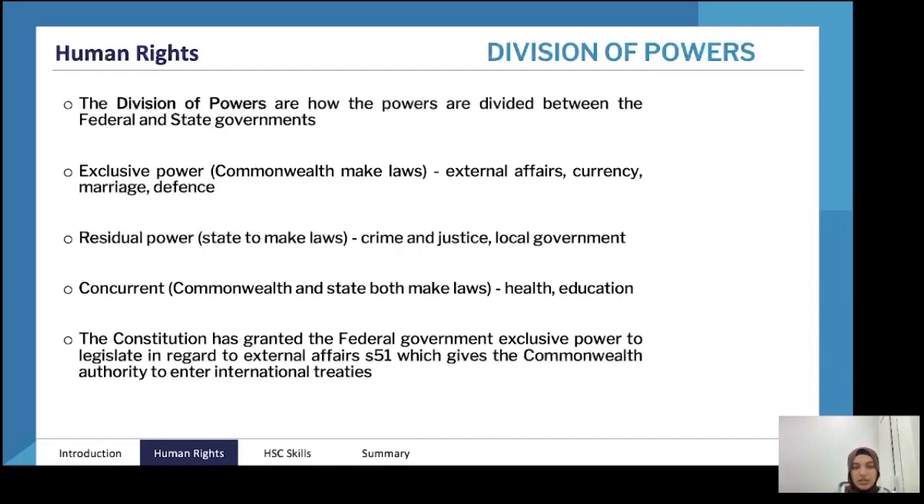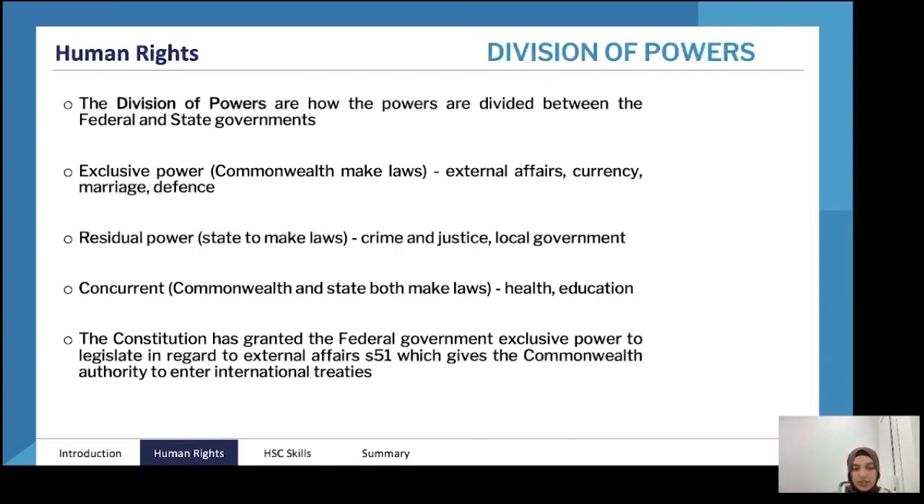So this is essentially how the powers are divided between federal and state governments. Exclusive powers include the Commonwealth making laws such as external affairs, currency, marriage, defence. Right, so these are exclusive powers that are given to the Commonwealth government. Then we have residual powers which are given to state governments, so crime and justice, local government, etc. And then we've got concurrent. Concurrent is where Commonwealth and state can both make laws, so health and education.